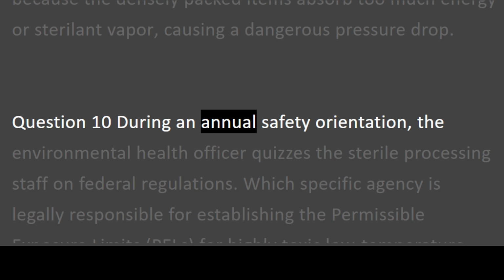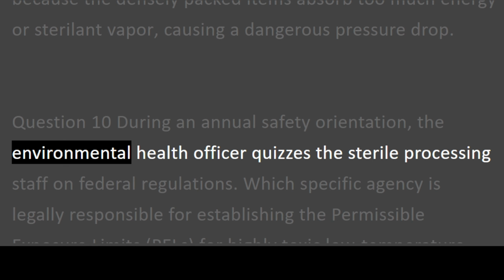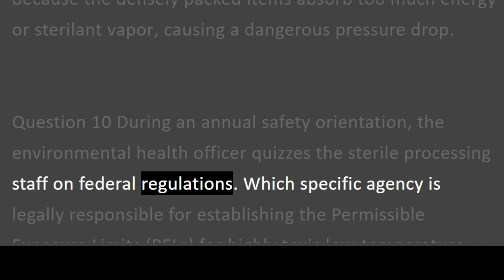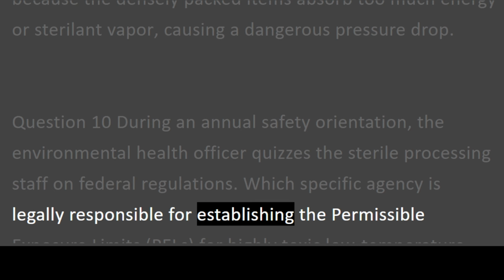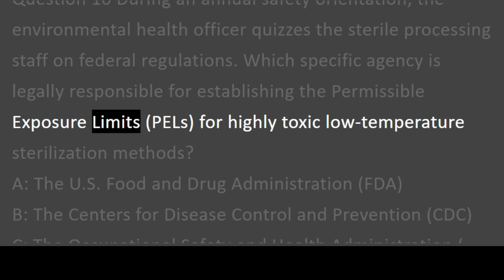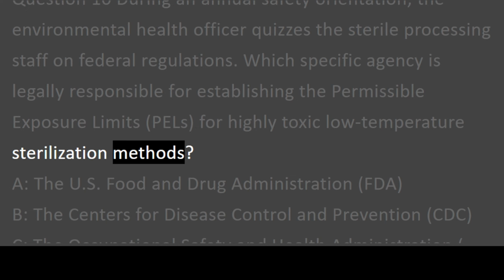Question 10. During an annual safety orientation, the environmental health officer quizzes the sterile processing staff on federal regulations. Which specific agency is legally responsible for establishing the permissible exposure limits, PELs, for highly toxic low-temperature sterilization methods?